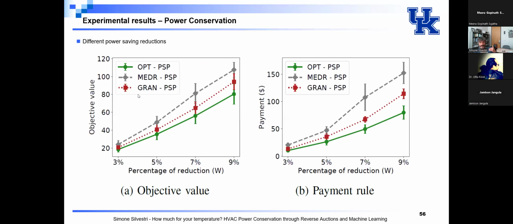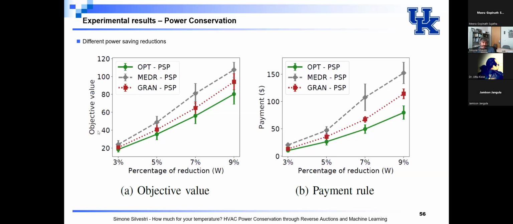Then we consider a different setting of how much energy we need to reduce. This is the percent of reduction that the system operator wants to achieve compared to the expected demand peak. Of course, the higher the percent of reduction, the more you need to pay users, because more users need to win the auction in order to achieve that specified percent of reduction.